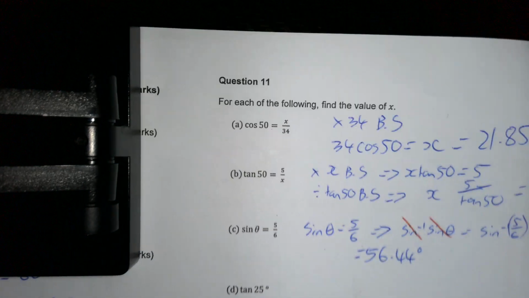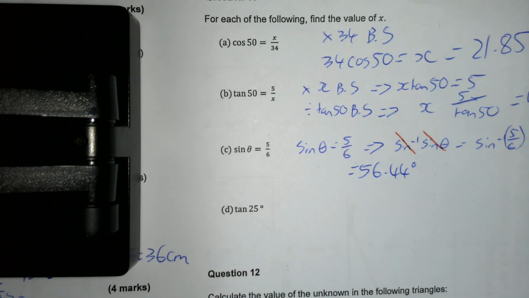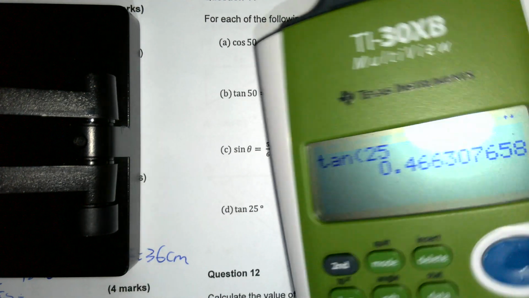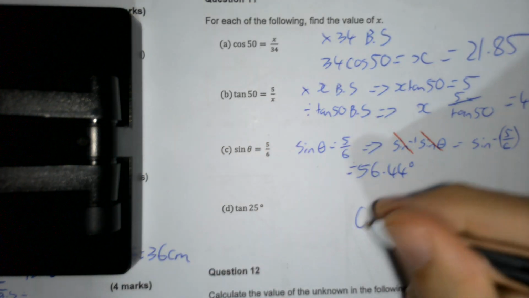And for the last one, tan 25. Just put that straight in your calculator. Tan 25. 0.466, which can round up to 0.47.